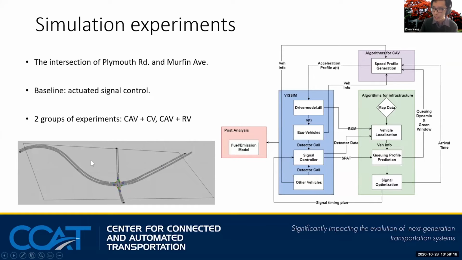So we use the intersection of Plymouth Road and Murphy Avenue in Ann Arbor, Michigan. The baseline we have is actuated signal control. And basically, we conducted two groups of experiments. The first one is with CAV and CV. The second one is with CAV and RV, and under different penetration rates.